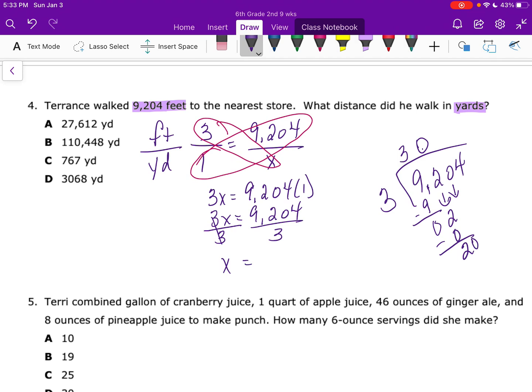Subtract, we get 2. Bring down that 0. So 3 goes into 20 6 times. 6 times 3 is 18. Subtract, we get 2. Bring down a 4. And then 3 goes into 24 8 times. So x will be 3,068 yards, which is D.